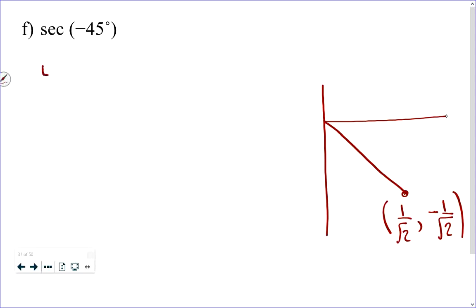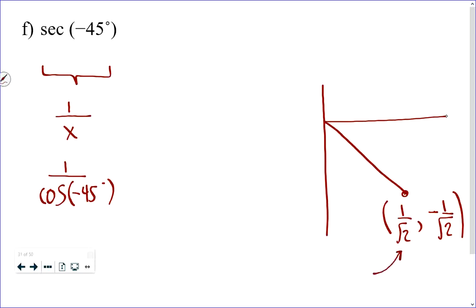So this is 1 over the x coordinate because the x coordinate is the cosine of that angle. So it's the reciprocal of this. This is the cosine. What's the reciprocal of it? Root 2.